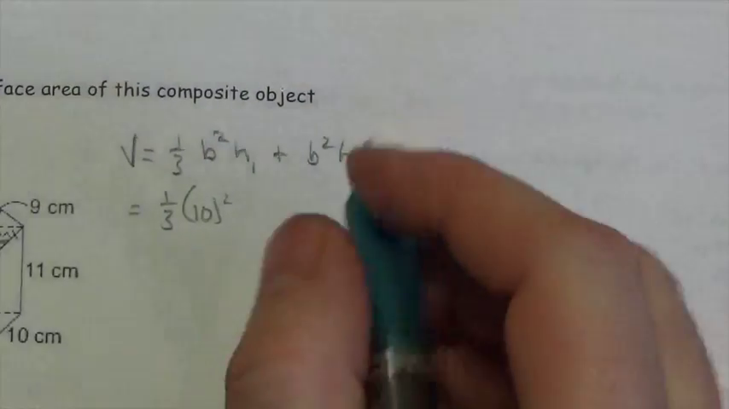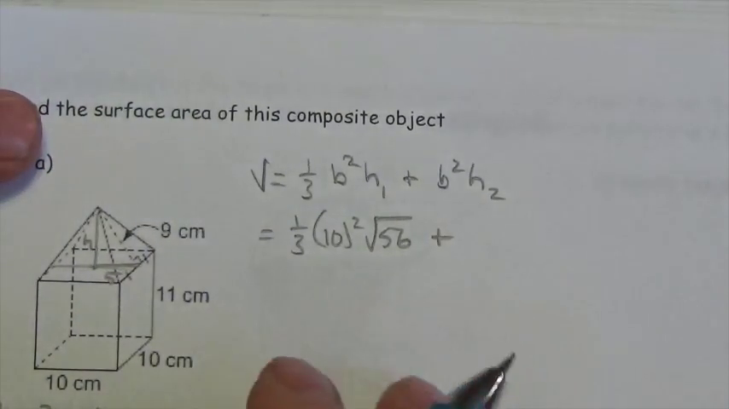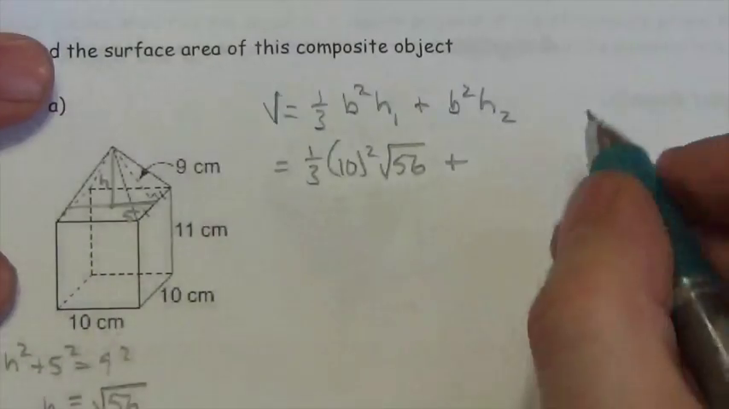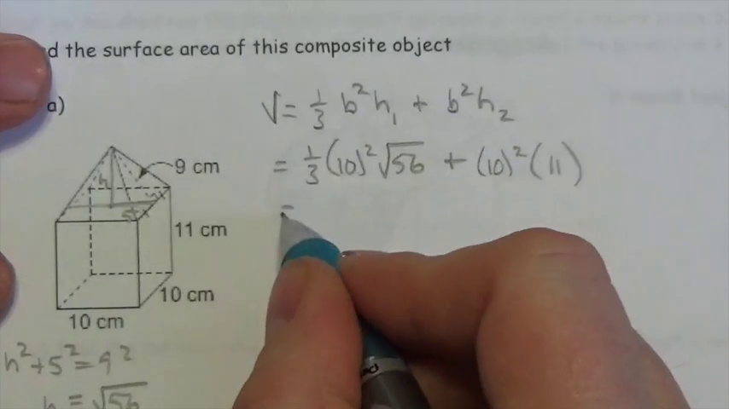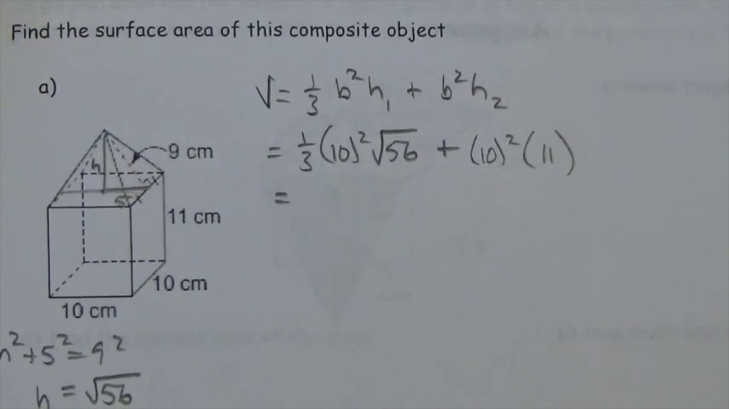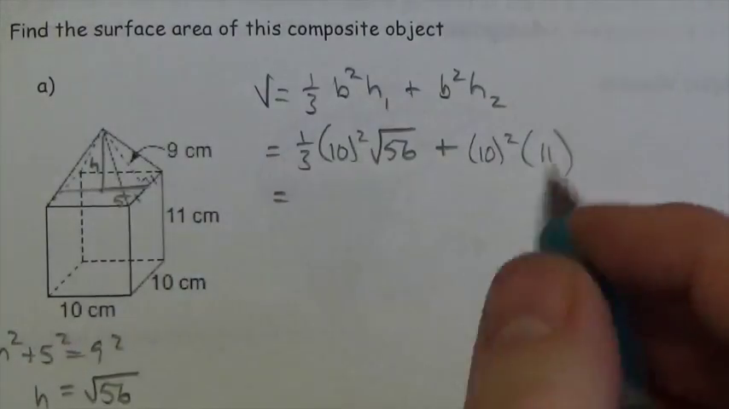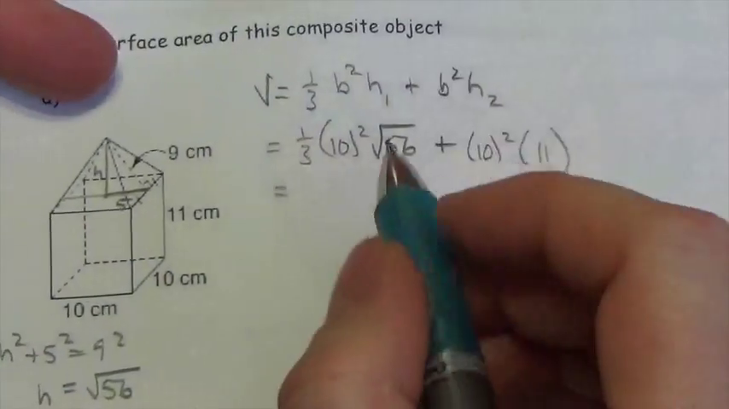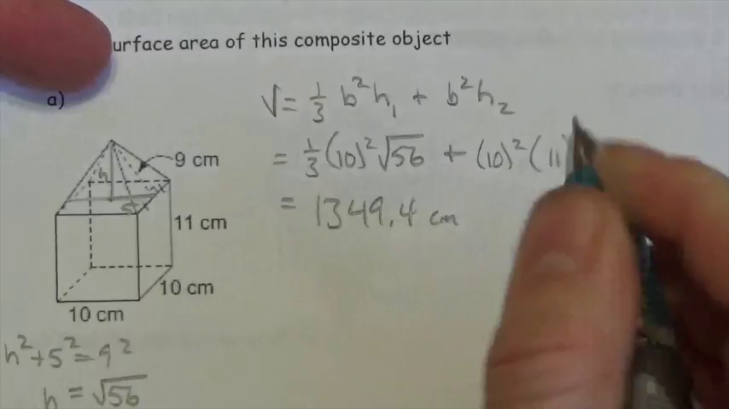So that'll be root 56 plus the volume of the square prism down here, which is going to be 10 squared, and its height is 11. It was given to us. It was wonderful. So now I can just plug this into my calculator. So 1 divided by 3 times 100 times the square root of 56 plus 100 times 11. Really didn't need to do that, but there we go. And so the volume to the nearest tenth will be 1,349.4 centimeters cubed.